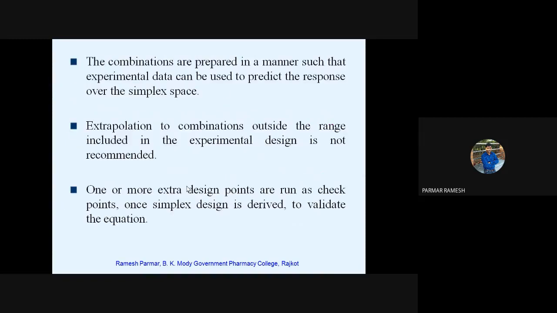Now, the combinations are prepared in a manner such that the experimental data can be used to predict the response over the simplex space.